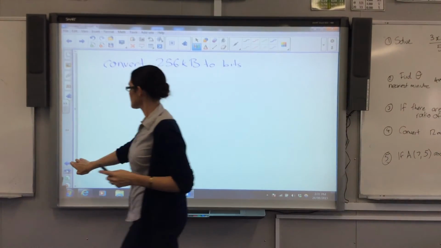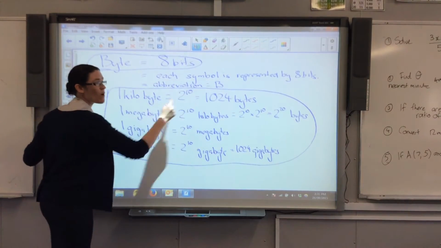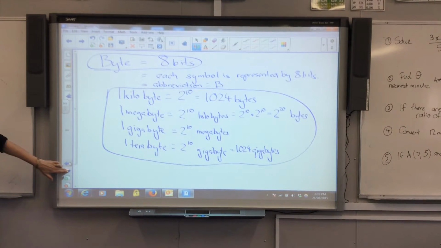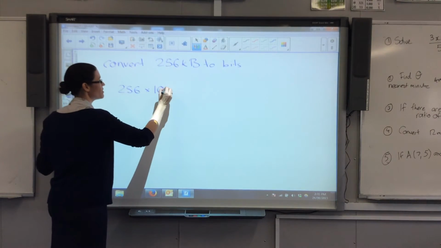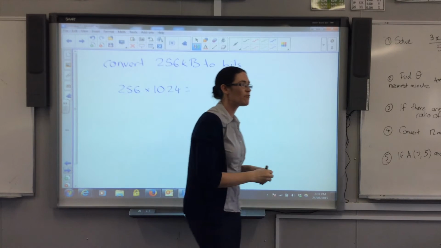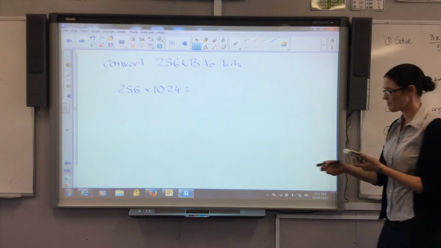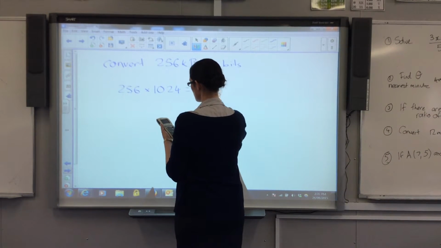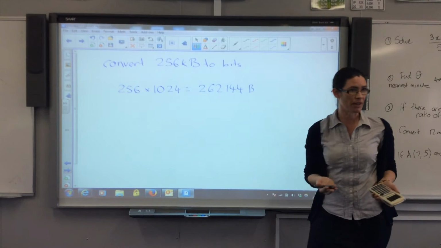From kilobytes, I know that to go to bytes is 1024. So I'm going to take my 256 and times it by 1024, and that will give me how many bytes I have. So it's 256 times 1024. I've got 262,144 bytes, which is capital B.